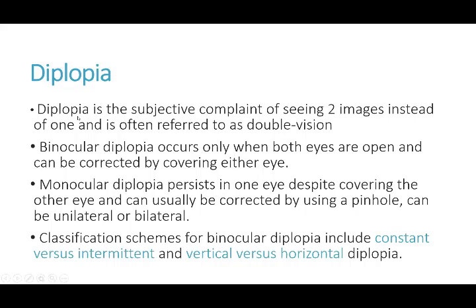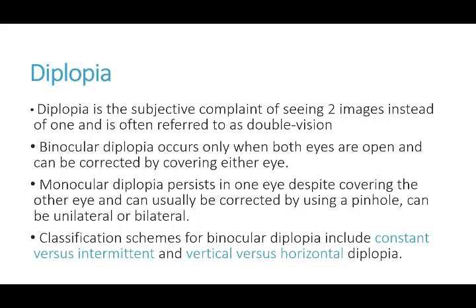Now the next sign, we were talking about anisocoria. Okay, irregular pupils. Now the next sign is diplopia. Diplopia is the subjective complaint of seeing two images instead of one and is often referred to as double vision. Binocular diplopia occurs when both eyes are open and can be corrected by covering one eye. Okay? And monocular diplopia persists in one eye despite covering the other eye and can usually be corrected by using a pinhole. It can be unilateral or bilateral.